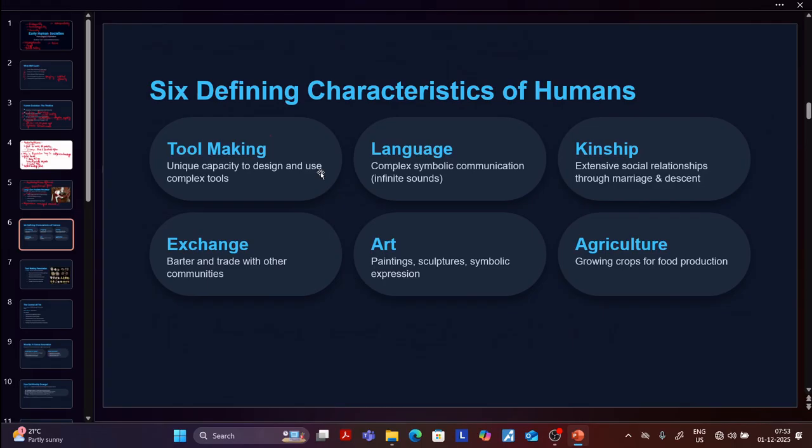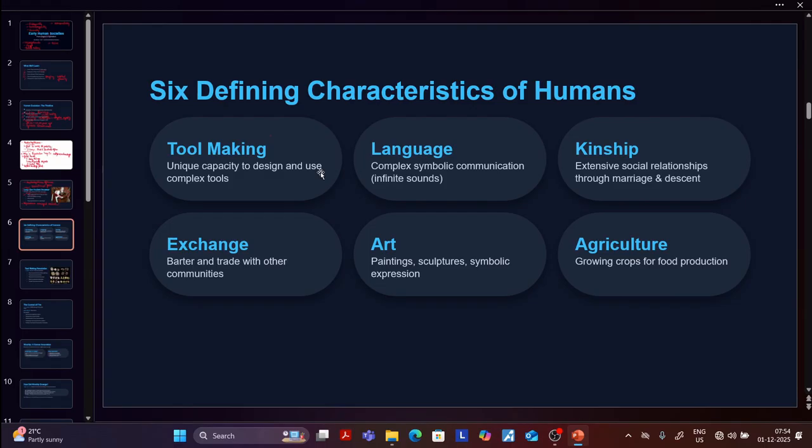Six key defining characteristics of humans. Now I want to shift perspective slightly, rather than just looking at evolution chronologically. Let's think about what actually defines us as human, what makes humans different from other animals.